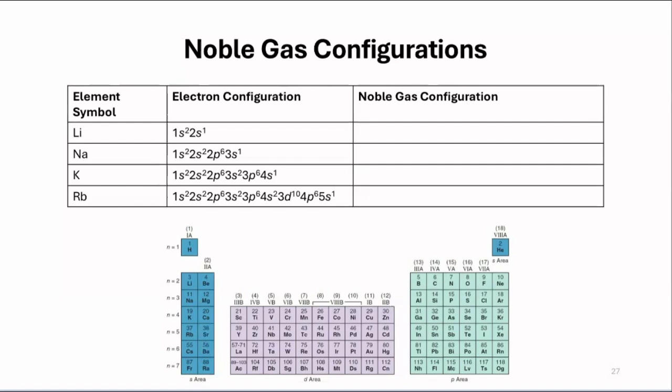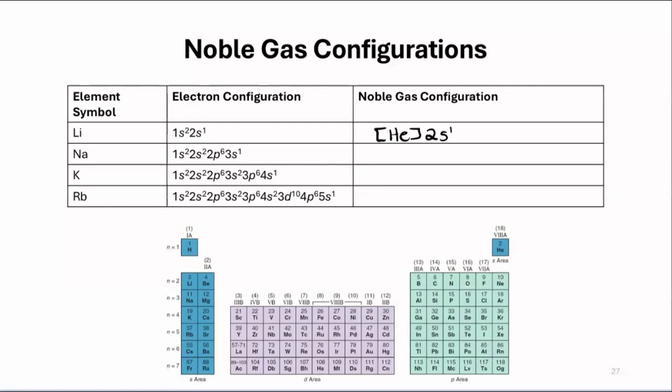So we can see that lithium lives here. Lithium lives here. And specifically, the noble gas that precedes it is helium. 1s2 is the electron configuration for helium. So to write the noble gas configuration for lithium, I'm going to put helium in brackets, and then I'm going to write the valence electrons that are in lithium, which is going to be 2s1.